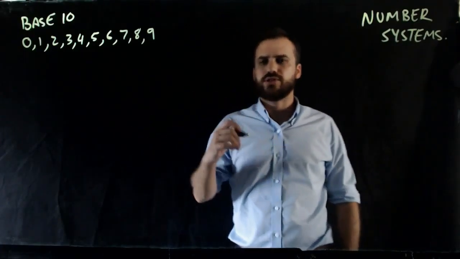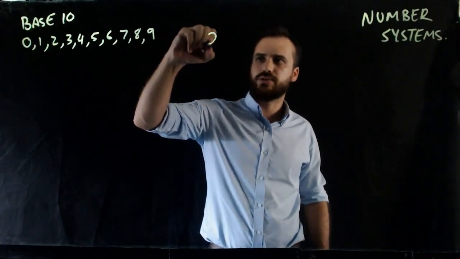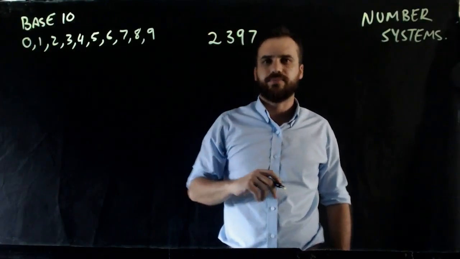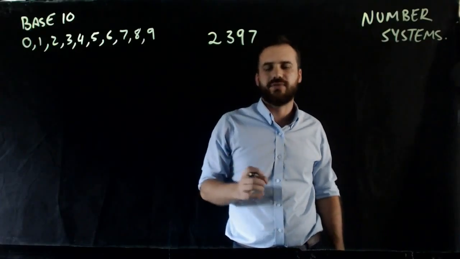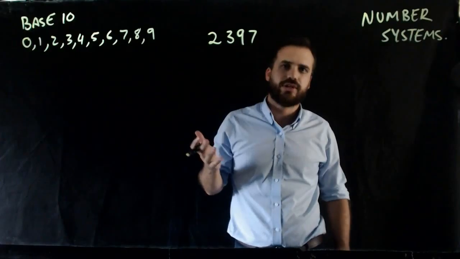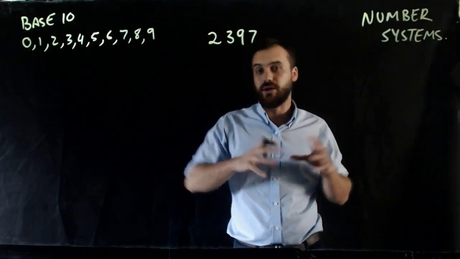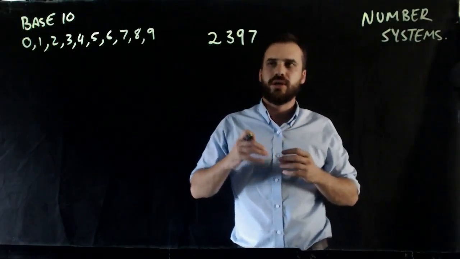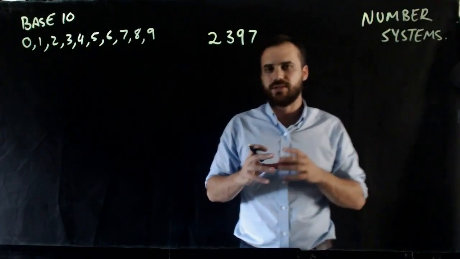So you guys are so good at this now. You've been doing it for so long that when I write the number 2397, you immediately look at that and see 2,397. And in your head, if I said there were 2,397 people there, you can imagine what that would look like. It's just become so instinctual to us. But it's important to understand what it means.